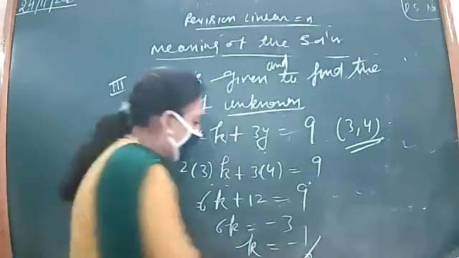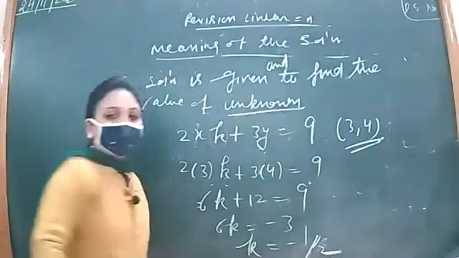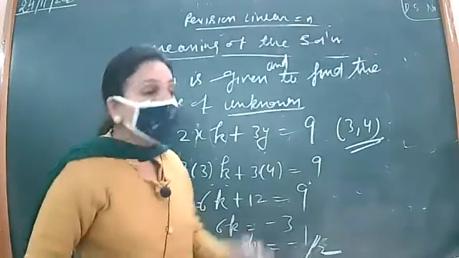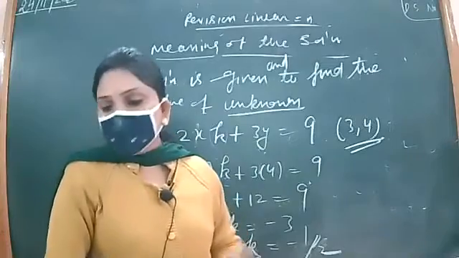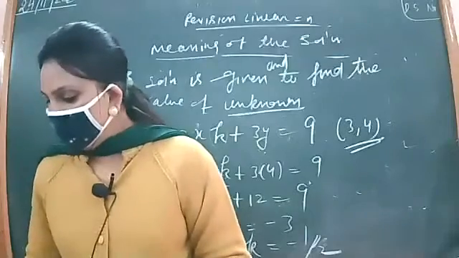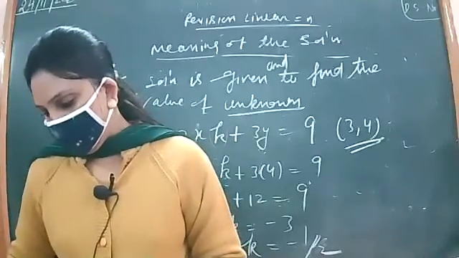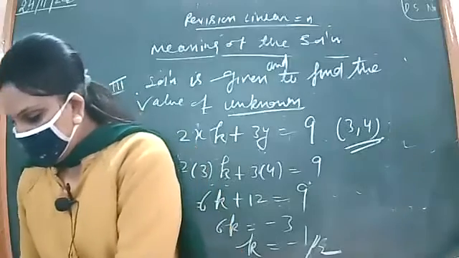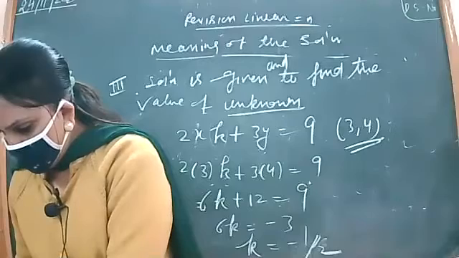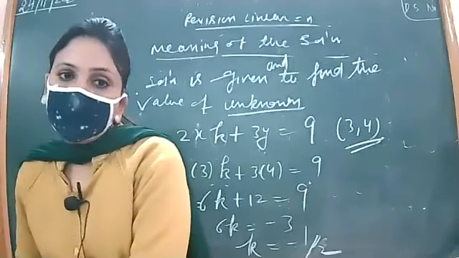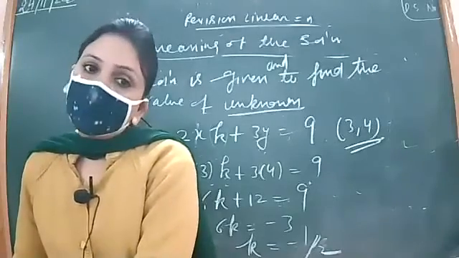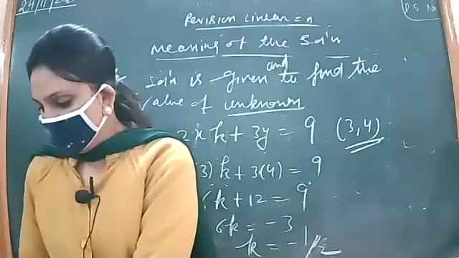So this is the third application of the meaning of the solution. The solution is given and we have to find the value of the unknown contained in the equation. So these are the 3 applications of the meaning of the solution of the equation. One thing you have to remember: a linear equation in 2 variables has infinitely many solutions, and a linear equation in 1 variable always has a unique solution.